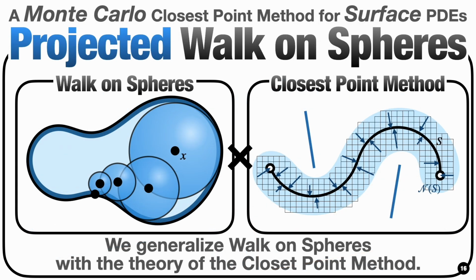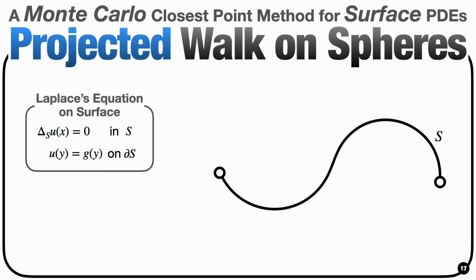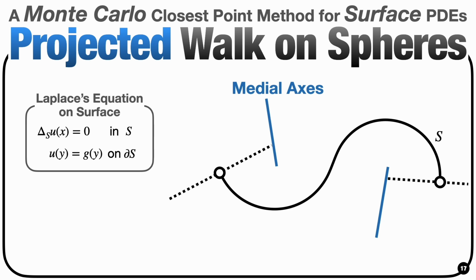The projected walking spheres method generalizes the walking spheres method with the theory of the closest point method. The projected walking spheres estimates the solutions to the surface Laplace equation with the Dirichlet boundary condition. First, we compute the medial axes of the surface. Also, we extend the boundaries of the surface to their normal directions.